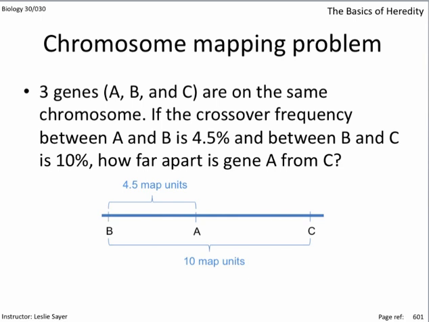The distance between A and B is 4.5 map units. A little math tells us that the distance between A and C genes is 5.5 map units, or genes A and C separate at crossing over 5.5% of the time.